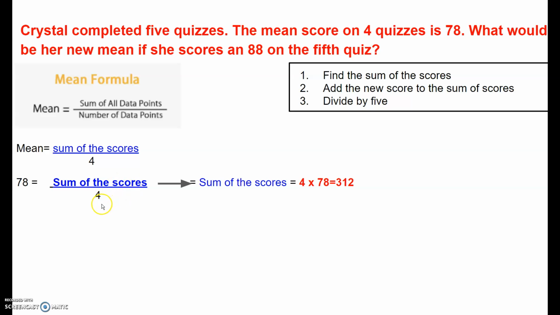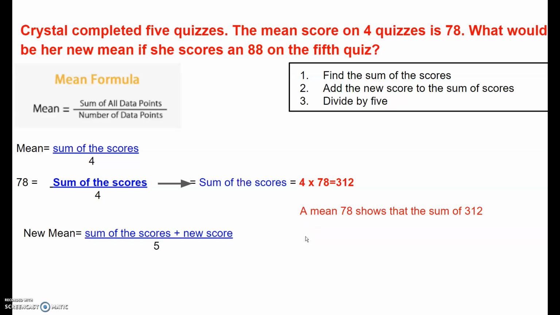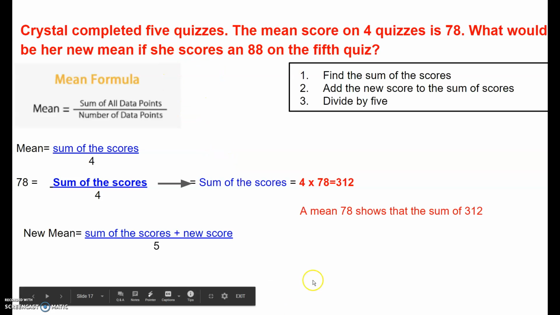We're going to do that by working backwards. Since we're dividing the sum of scores by 4, we're going to do the opposite and multiply 4 times 78. 4 times 78 is 312, which gives us the sum of scores for those 4 quizzes. Now that I know my sum of scores, I'm going to add that information to my new score to get my new mean. So in order to find the new mean, I need to take the sum of scores plus the new score and divide by 5, since there are 5 quizzes.